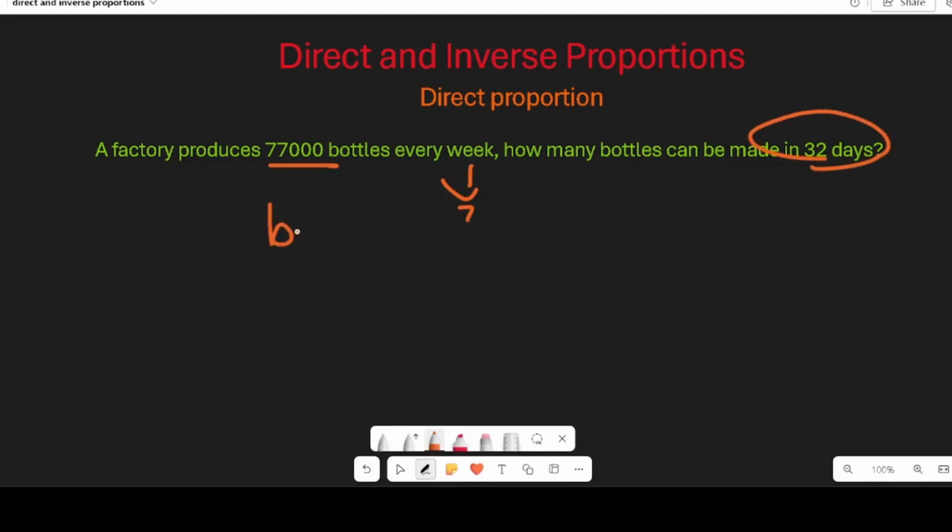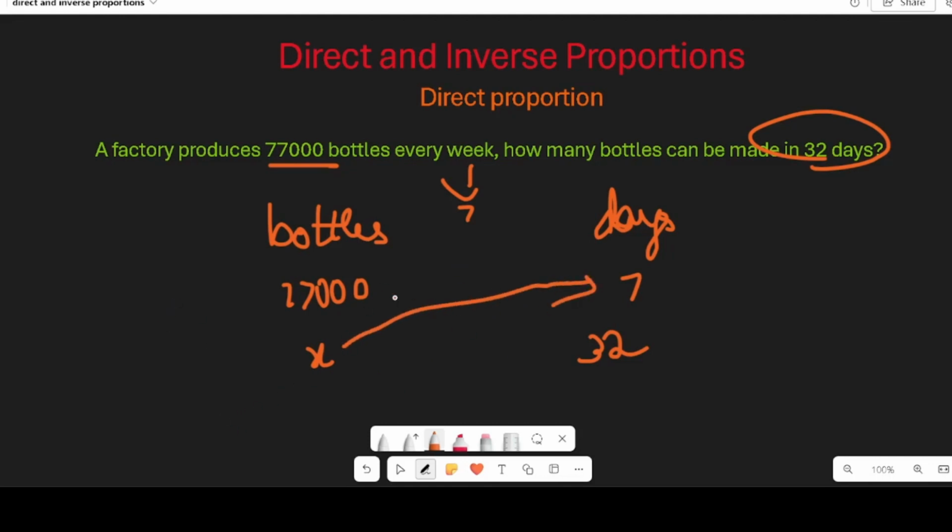So let's make a column, bottles, and another one would be the days. So 77,000 bottles and 7 days, x number of bottles in 32 days. So what you have to do is to cross multiply, as I've told you.